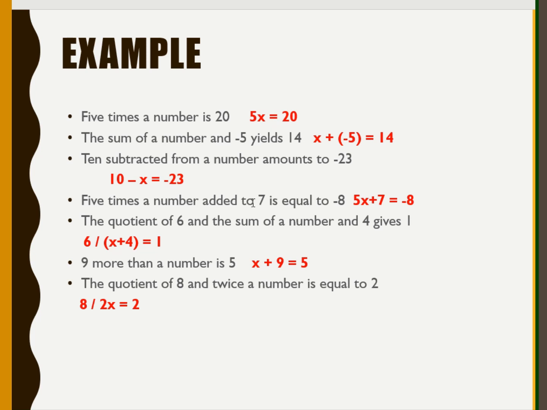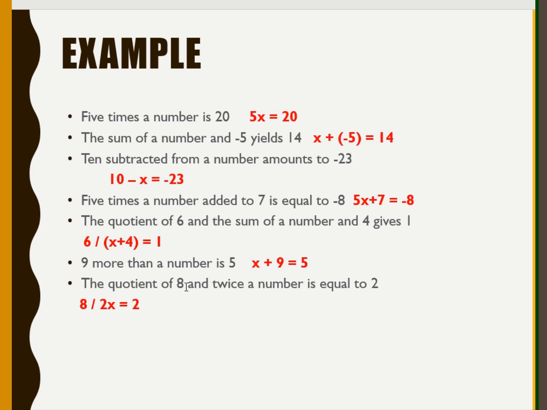A number added to 7 is equivalent to negative 8. The quotient, what's quotient? Division of 6 and the sum of a number and 4. Do you see? 6 over x plus 4 is equal to 1. 9 more than a number is 5. Then you just solve to find x. The quotient, what's quotient?